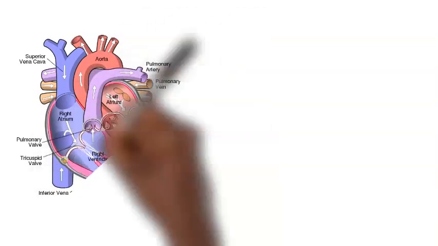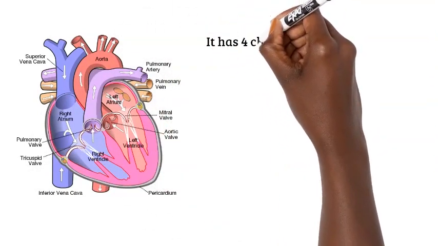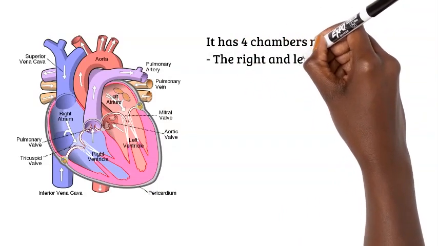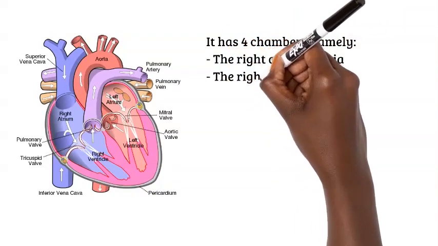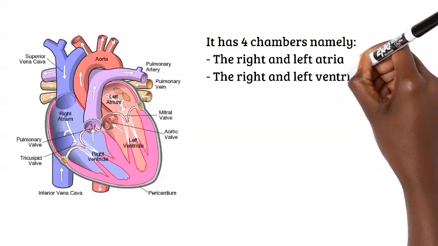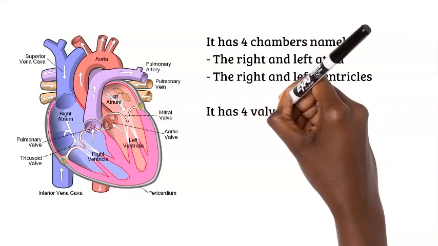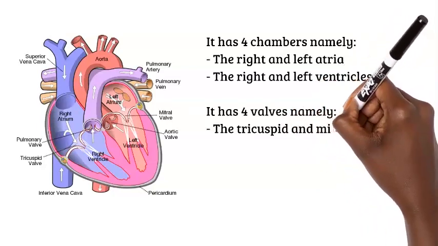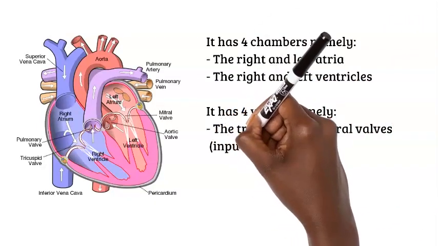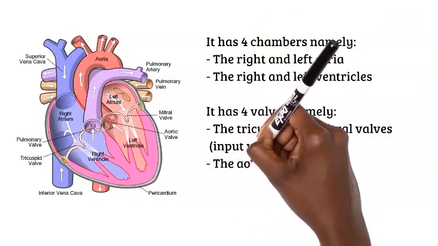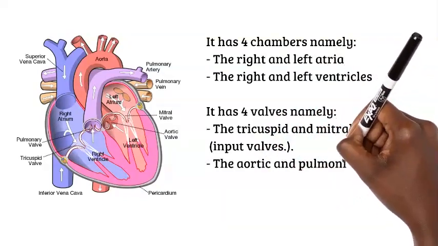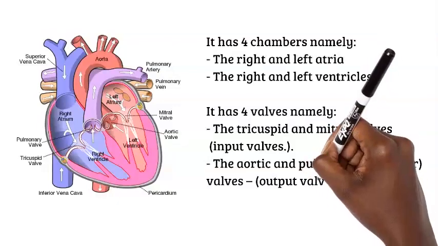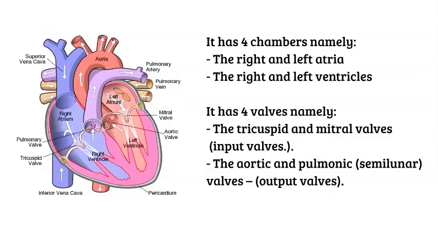The heart is made up of four chambers. That is the right and the left atria, the right and the left ventricles. It also has input valves and output valves. The input valves include the tricuspid valve, the bicuspid valve, whilst the output valves include the aortic valve and the pulmonary valve. Of course, there are other parts of the heart that you need to know.